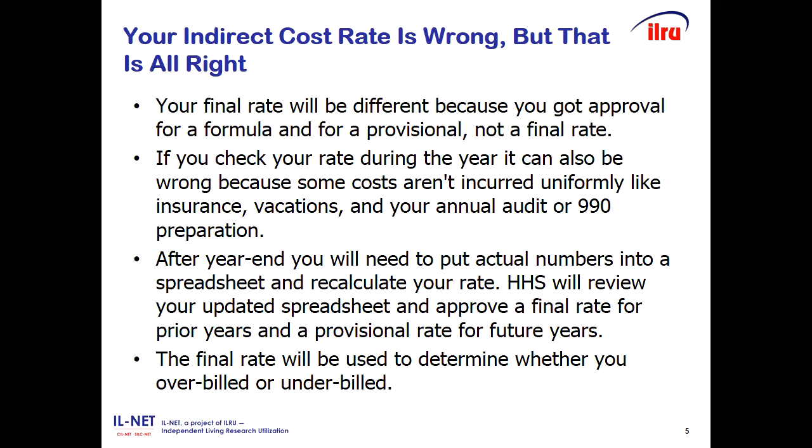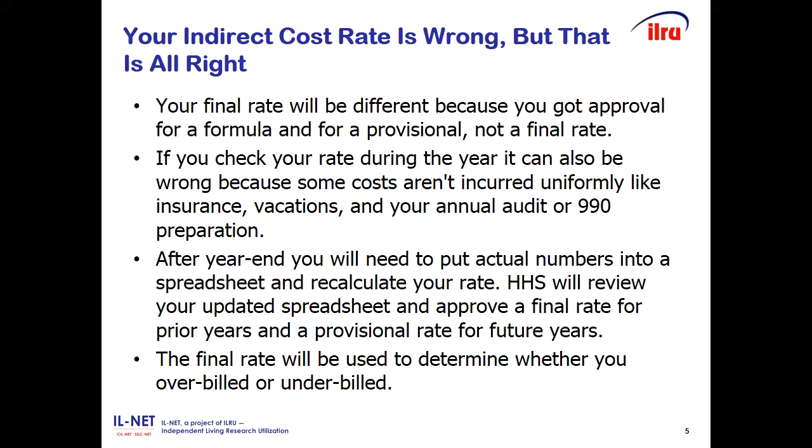You may do some calculations during the year to see if you're on target. I would say that your indirect cost rate will always be wrong. One reason for that is because some costs aren't incurred uniformly. Insurance may be one bill a year, or you may pay that in payments, but not throughout the year. Summer is a heavier vacation time, so you have a lot more leave cost and less direct payroll costs. And your annual audit or preparation of your 990, that's a cost you incur really just one time a year.